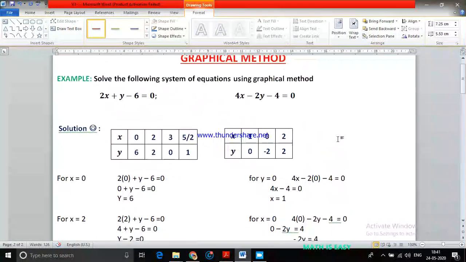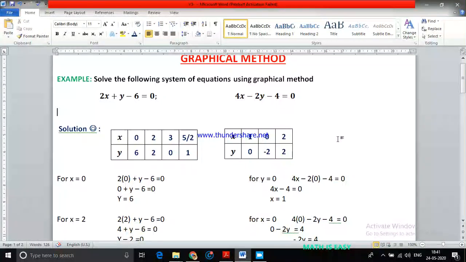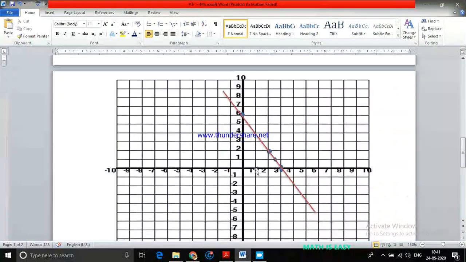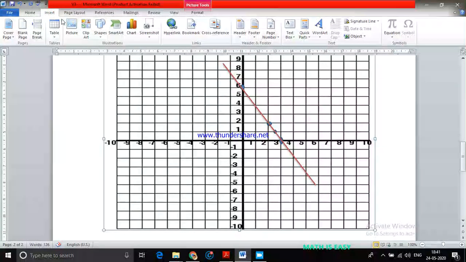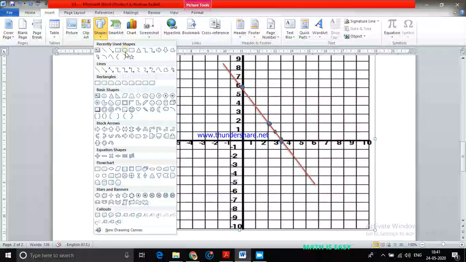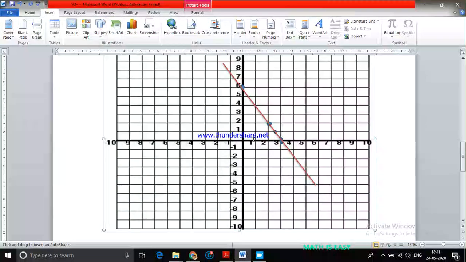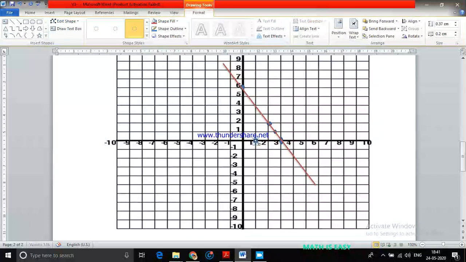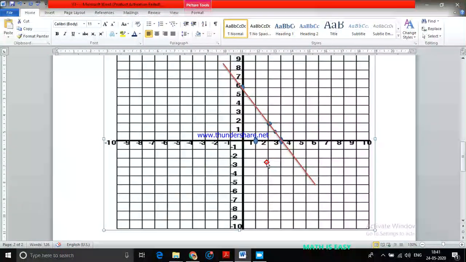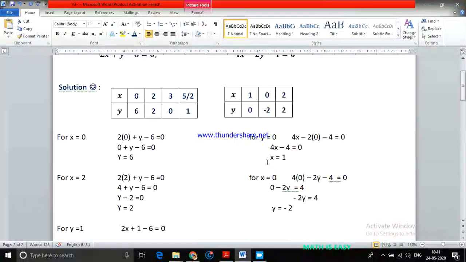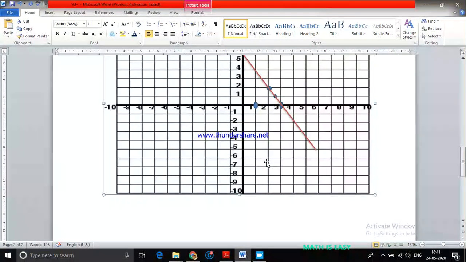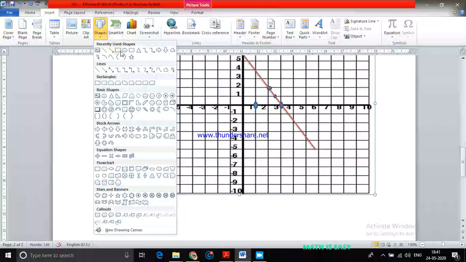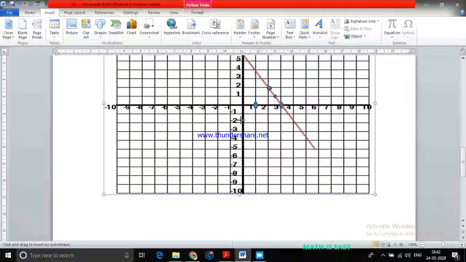Now what is the second line? Second line is 1, 0. X is 1, y is 0. So where is 1, comma 0? Here it is 1, comma 0. So let me put the dot there. So 1, comma 0 means it will come somewhere here. Okay. Now what is my second point? 0, comma minus 2. X is 0, y is minus 2. Y is minus 2 means negative y-axis. Okay. So x is 0. There is no distance to move on the x-axis.